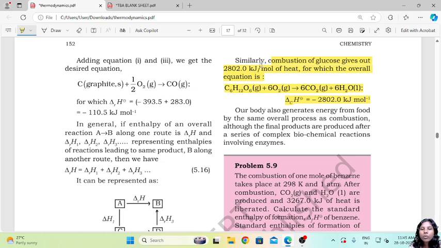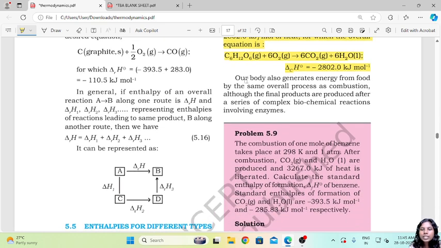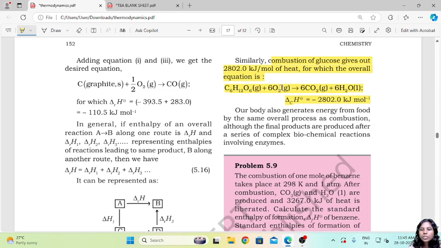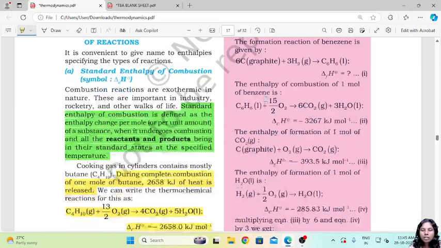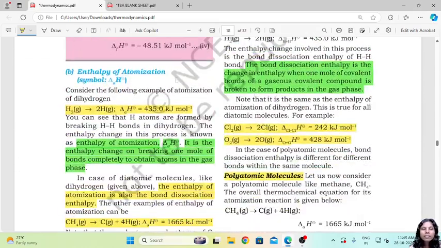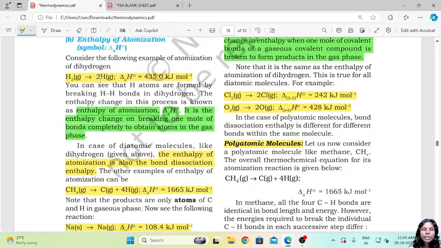for which the overall equation is given as glucose plus oxygen giving carbon dioxide plus water. Again, the enthalpy of combustion is minus 2802.0 kilojoules mole inverse. Next, we have enthalpy of atomization.